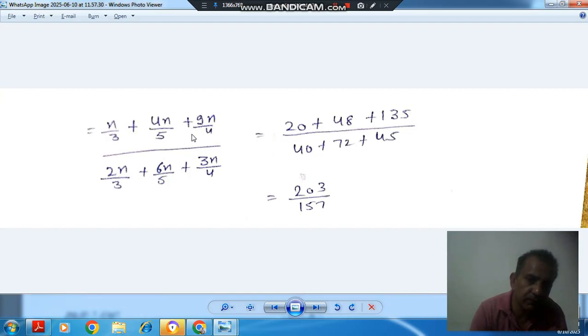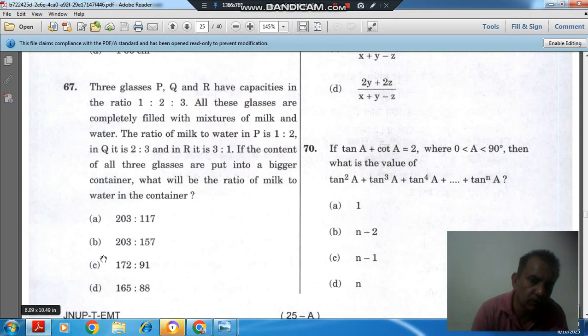So we can cancel out x and write this equation as: 5 into 4, 20; and 4 into 3 into 4, 48; and 5 into 3 into 9, 135; and here 5 into 4 into 2, 40; and here 3 into 4 into 6, 72; and here 5 into 3 into 3, 45. So it will be 203 by 157. The answer is option B.